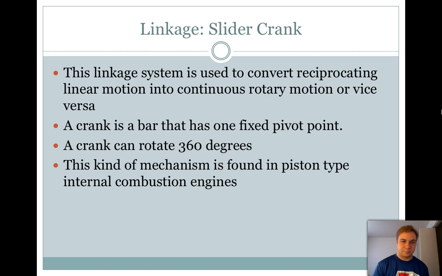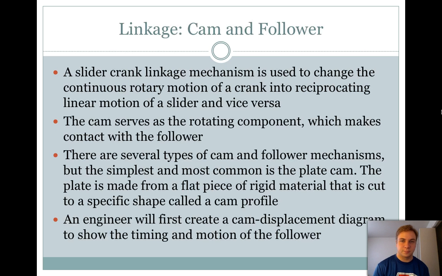Slider crank. This linkage system is used to convert reciprocating linear motion into continuous rotary motion or vice versa. A crank is a bar that has one fixed pivot point. A crank can rotate 360 degrees. This kind of mechanism is found in piston-type internal combustion engines.